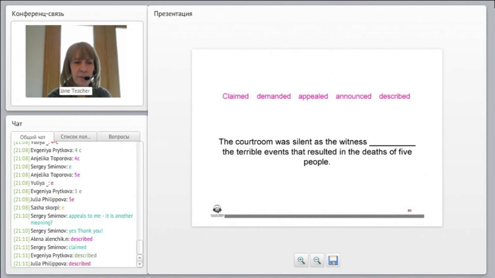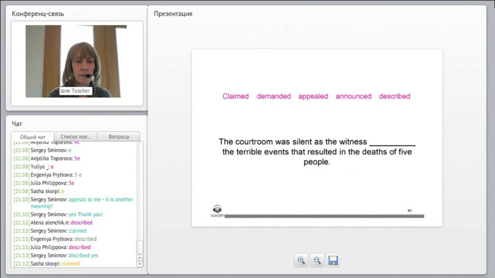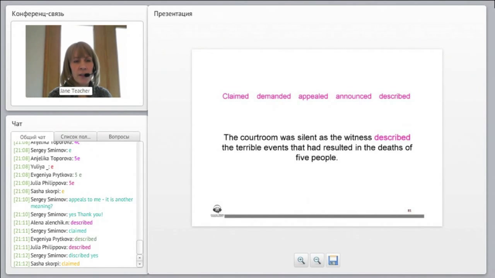These are really useful words. Described. Okay. We've got described and a couple maybe thought claimed. Let's look. It is described. So in this case, she's telling about the events. You can see she's the witness, so she saw, and she's describing the events. That's what it's talking about.